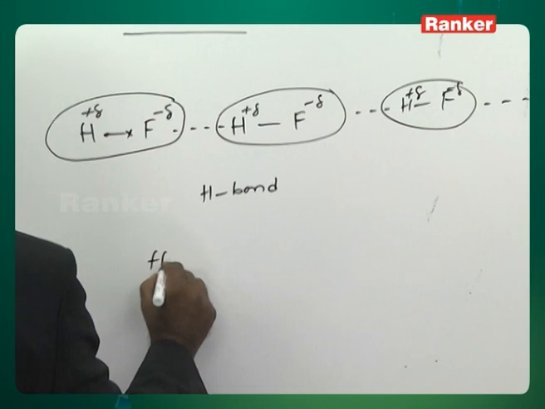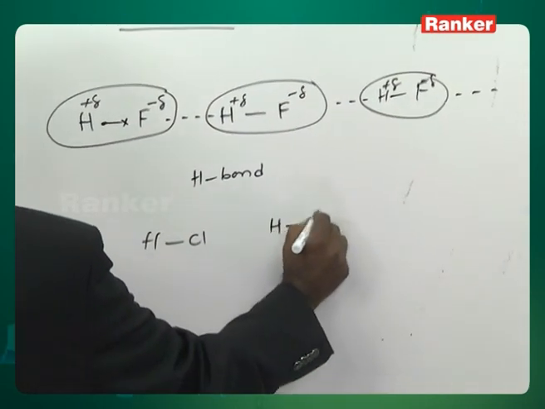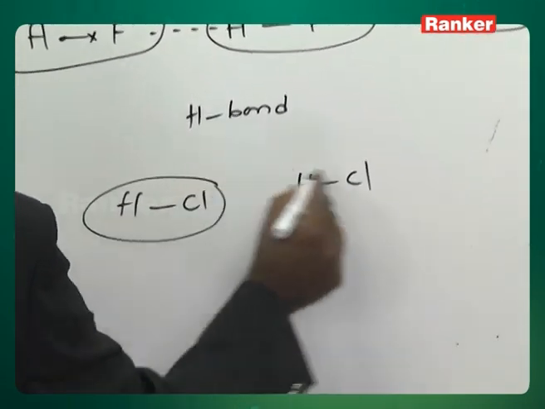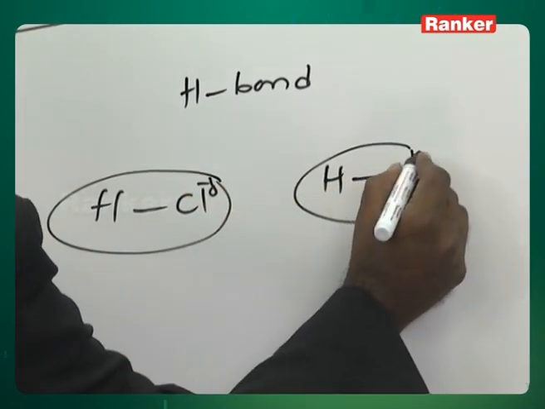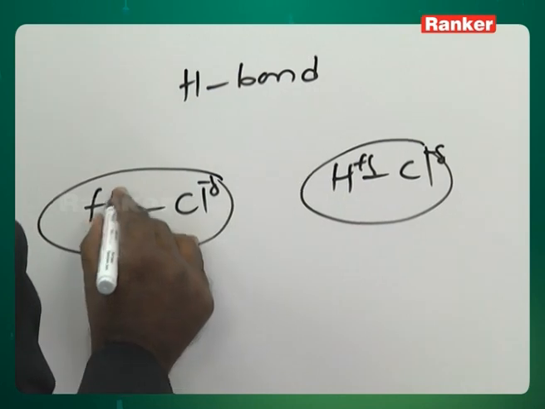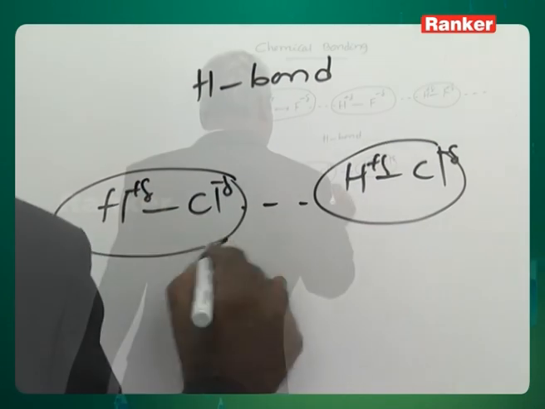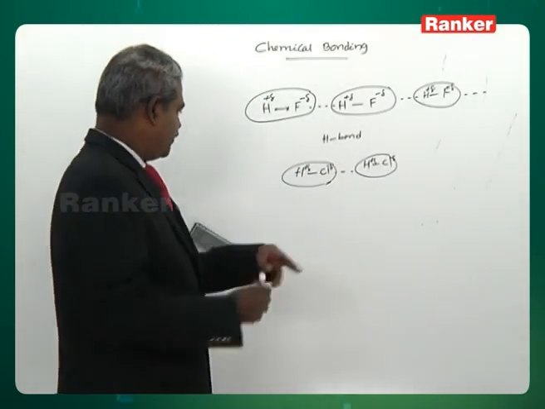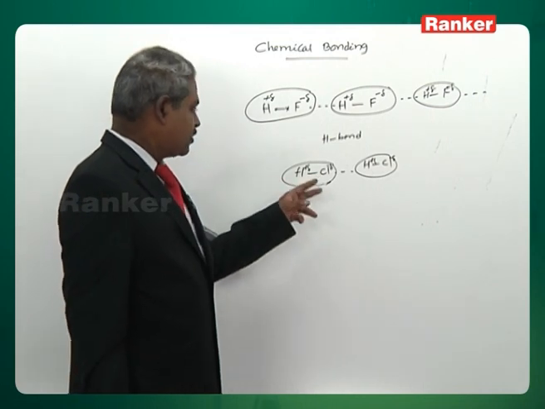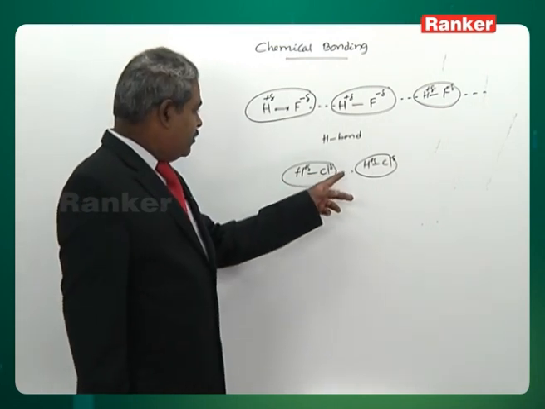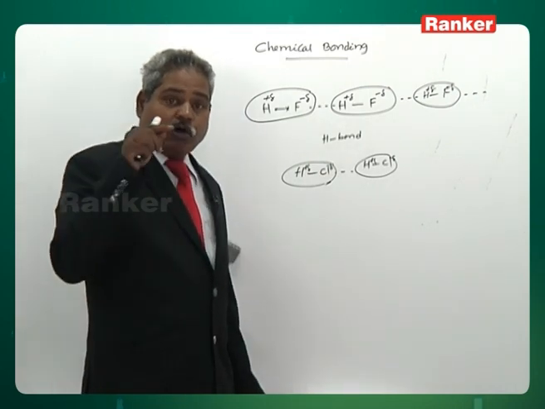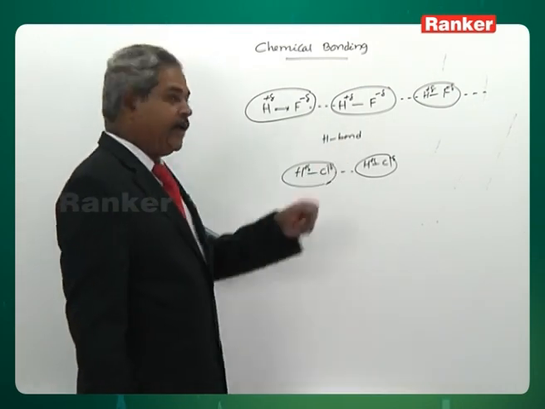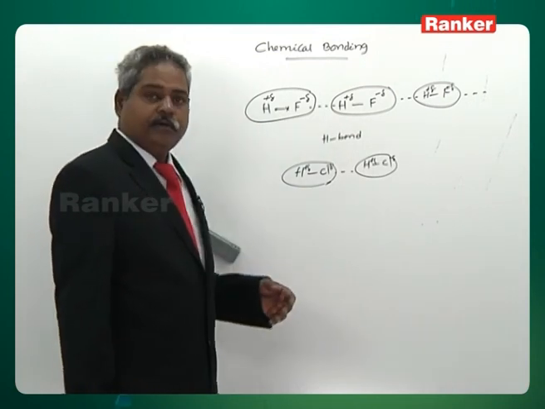So, when compared to HCl and HCl, the attractions are very strong. Here also chlorine is minus, here also chlorine is minus, plus, minus, plus. There is attraction here also. So, chlorine is definitely more electronegative, minus delta, plus delta. You have attraction here also, but the attraction is not strong enough to be called a bond, mind you. You can't call this a bond.